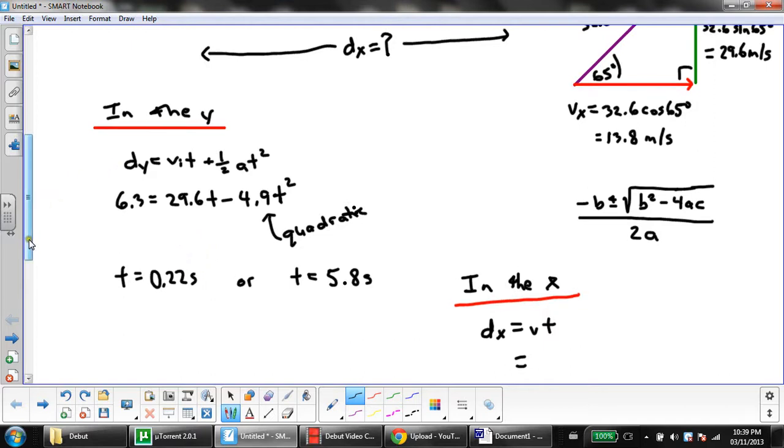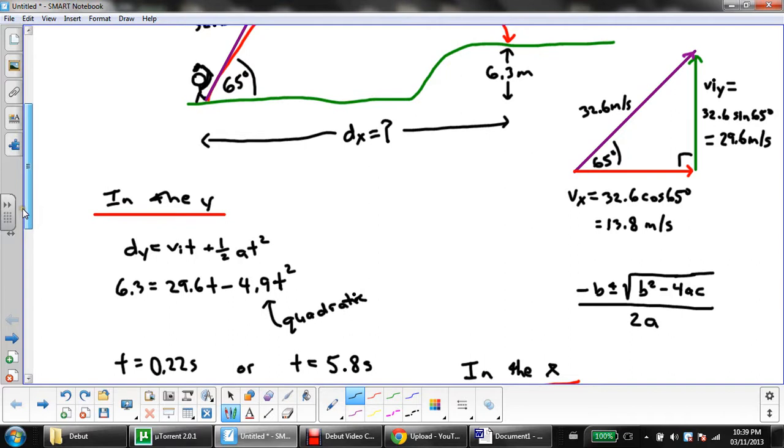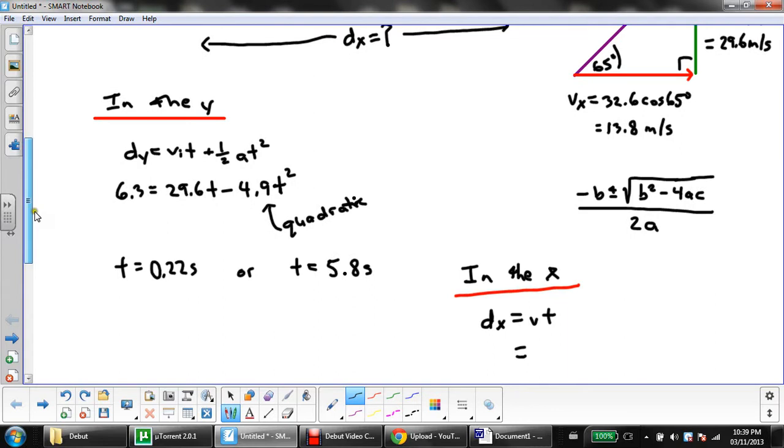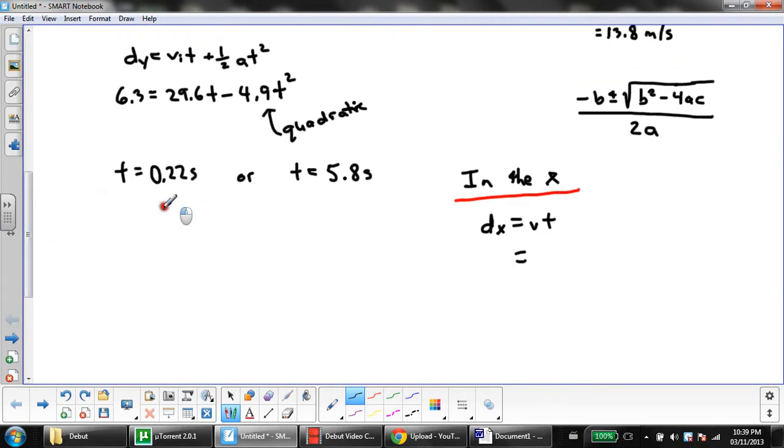But let's just look for a second. I'm just going to cruise up here. When is the golf ball at a height of 6.3 meters? Here. But look, also here. It hits 6.3 on the way up and on the way down. So when I look at these two answers, it hits this one on the way up, and it's this one on the way down. So this is the time that I'm interested in, but I can make sense of my answer here at least by thinking about the question.